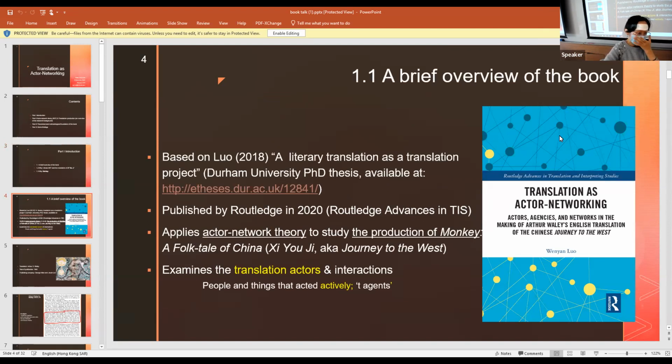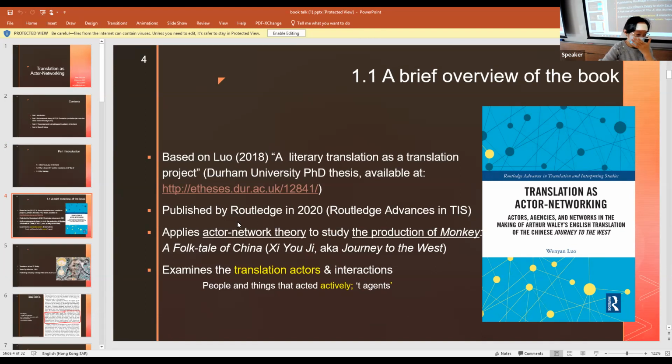My book, Translation as Actor Network Theory, was written based on my PhD thesis at Durham, a literary translation as a translation project. The whole thesis is now available at the Durham e-thesis repository, and you can download the thesis if you're interested to look at it. The book was published by Routledge in 2020 in the series Routledge Advances in Translation and Interpreting Studies. In this book, I mainly apply actor network theory to study the production of Monkey.